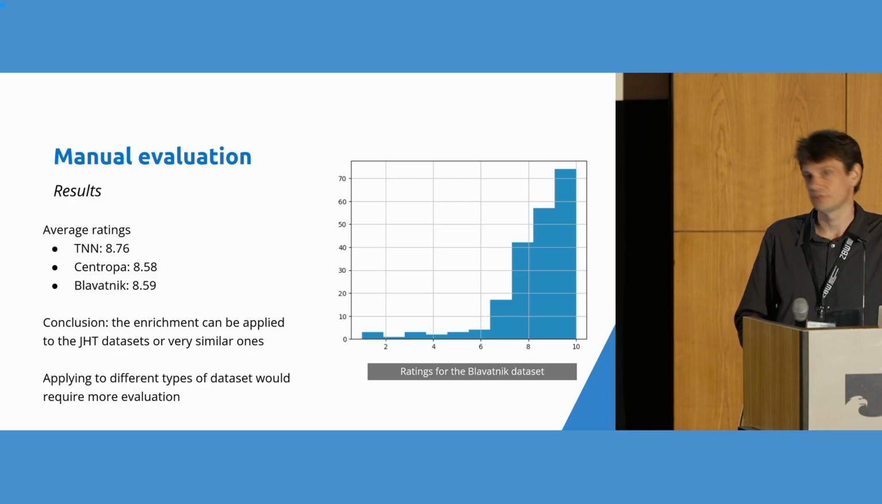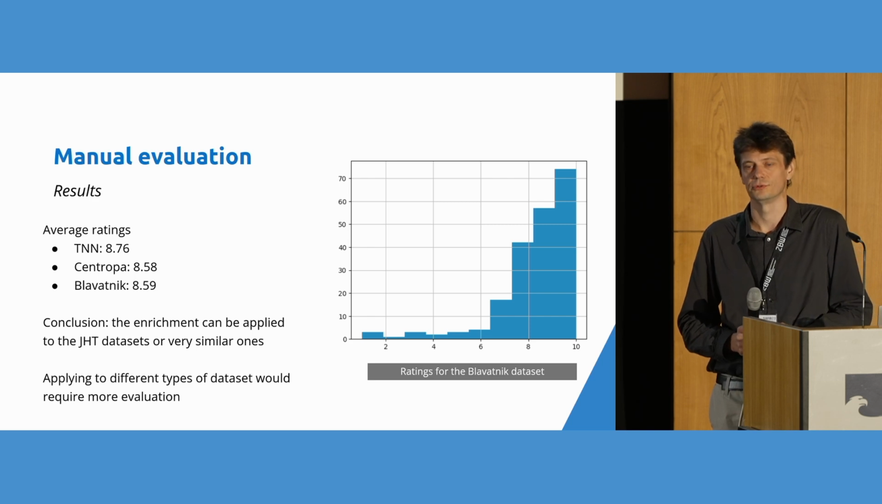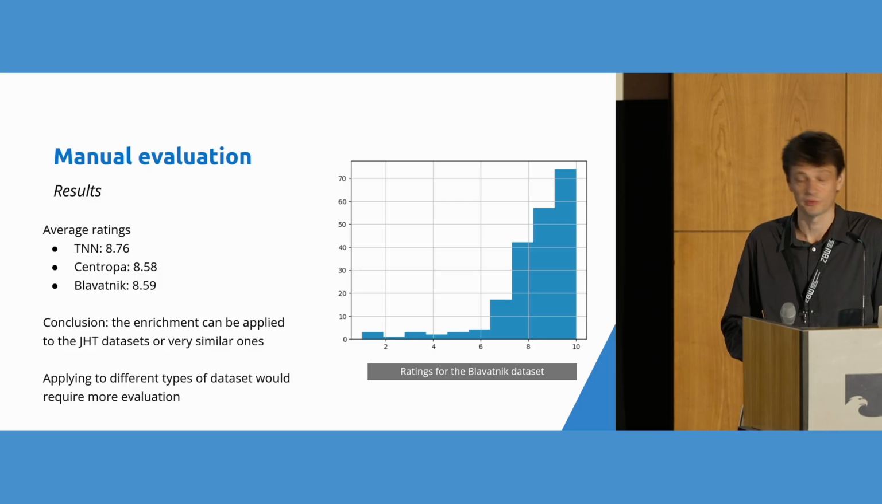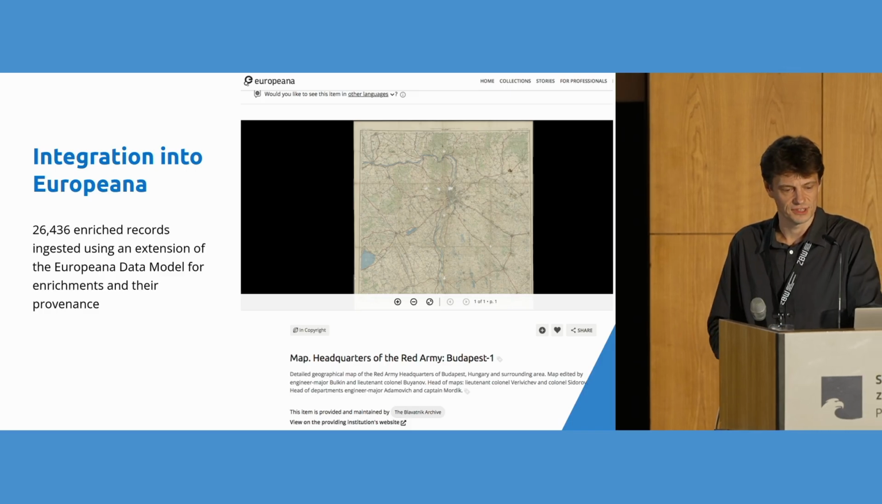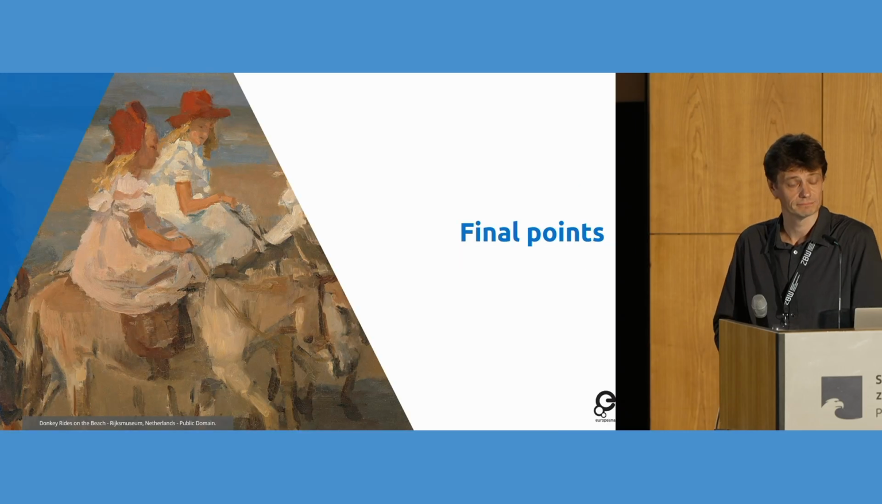So our conclusion was that the enrichment can be relatively safely applied and integrated into Europeana. It's not perfect, but it's good enough, and we've got a number to prove it. It's not for every type of data set, it would require more and more evaluation. So it went into Europeana. You can see those fancy gear icons appearing. That's flagged that it's an enrichment by the partner project.